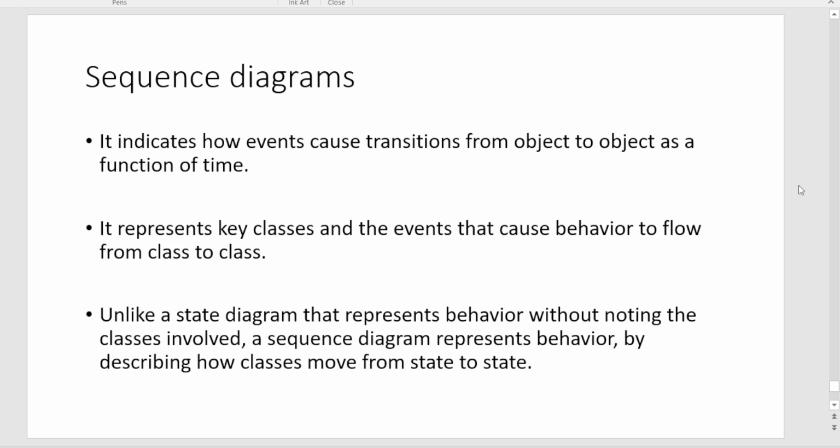Unlike a state diagram that represents behavior without noting the class involved, a sequence diagram represents behavior by describing how classes move from state to state. In a state diagram, I don't have the information about the object or the class. I generally have the information about the state. But a sequence diagram actually depicts the state as well as the classes involved in that state.